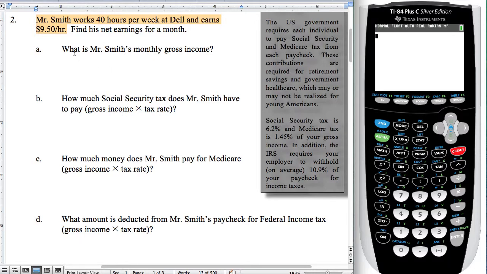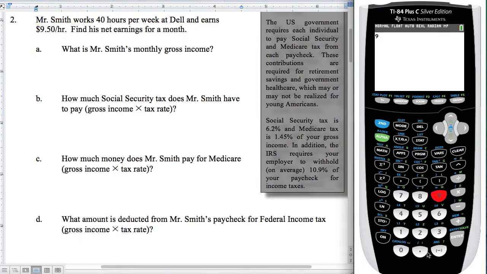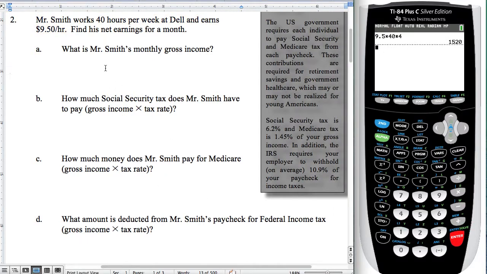Okay, so first we're going to find out his monthly gross income. Now remember, his monthly gross income is $9.50, his hourly wage, times the hours that he works. So if he's full time, he works 40 hours a week times 4 because there's 4 weeks in a month. So that gives us 1,520. Okay, so we'll go ahead and type that in.